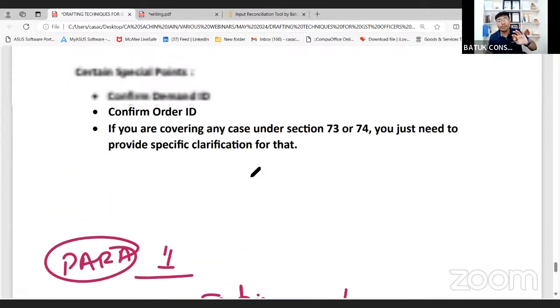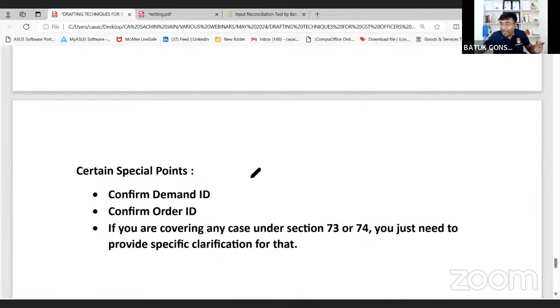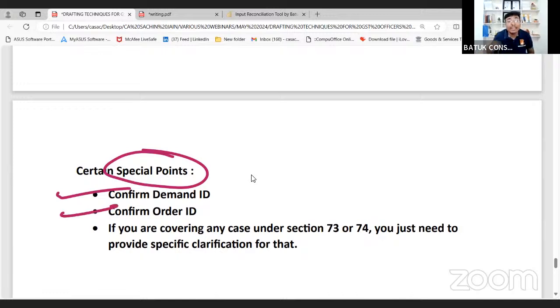So all these things should be part of your para. Separately, कोई भी annexure वहां पर देने की requirement नहीं है. There is no requirement to provide any separate annexure. Then after special point में you just need to confirm demand ID and order ID.